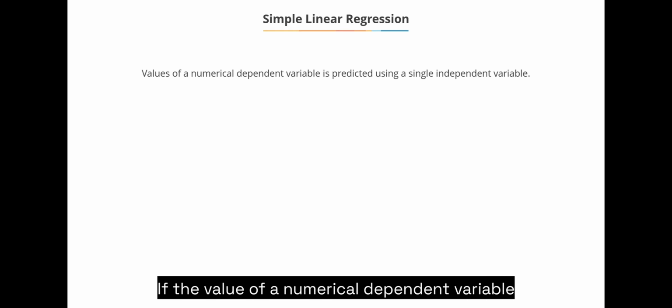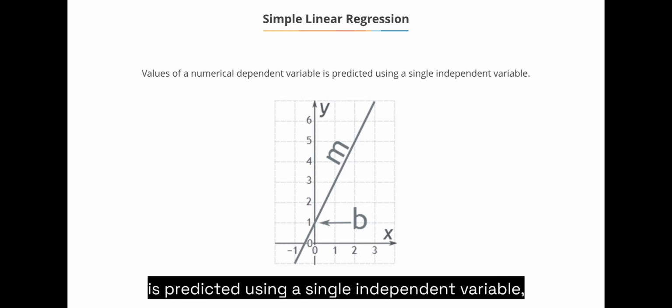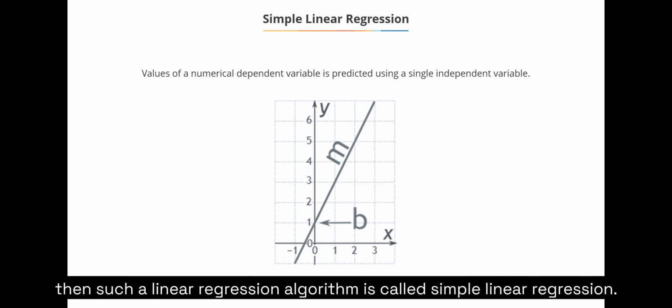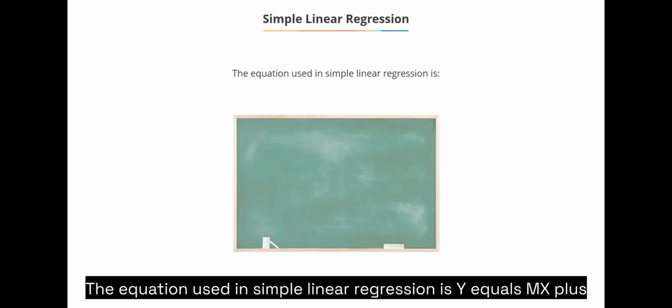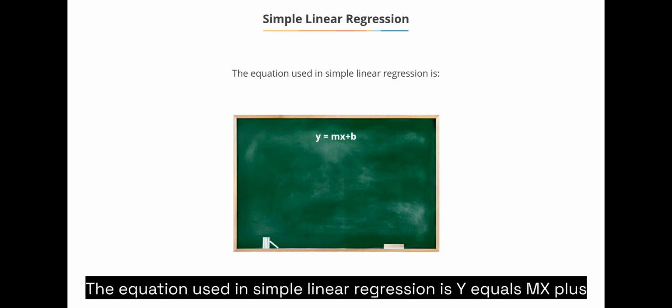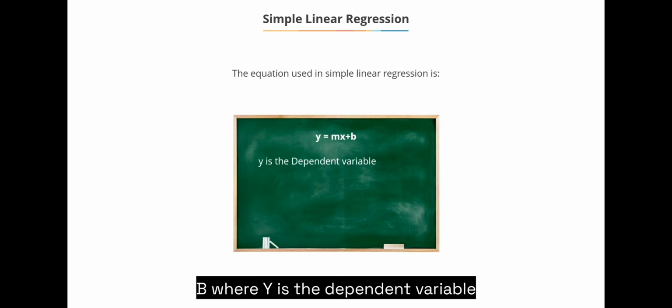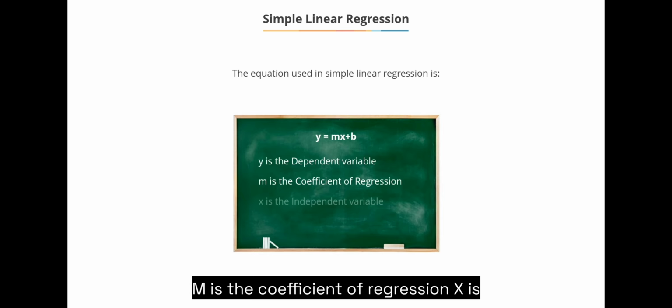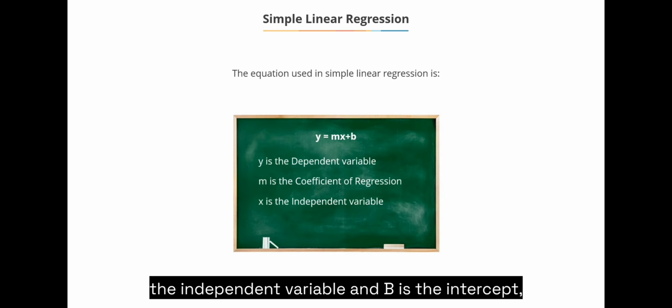Simple linear regression. If the value of a numerical dependent variable is predicted using a single independent variable, then such a linear regression algorithm is called simple linear regression. The equation used in simple linear regression is y equals mx plus b, where y is the dependent variable. M is the coefficient of regression, x is the independent variable, and b is the intercept.